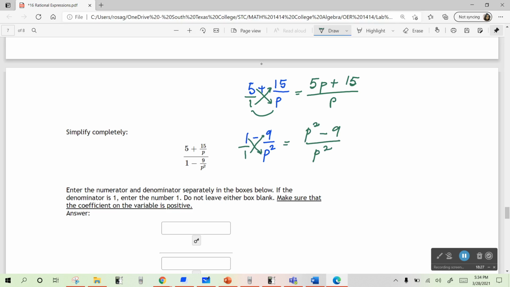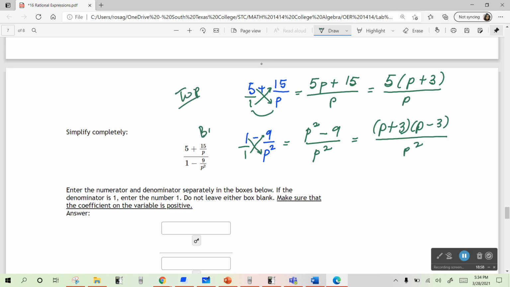Now, before I start getting all crazy with this, you have to remember the factoring. So like here, I could factor out a 5, and I'm left with p plus 3. And then on this one, this is a difference of squares. Or you can put it in your calculator as you remember that the b is 0. Okay, so now I'm just going to label it for the people who don't see the video.